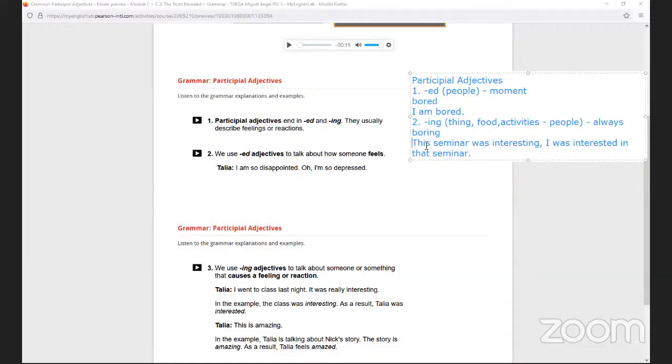Okay, so in this part, you are describing the action or the activity of the seminar, and as a result, you are describing how you felt with this seminar. I was interested in that seminar. We can't use, for example, here, I was interesting in the seminar, because you are not going to be always in that seminar, right? So this is for a moment, and your feeling or your reaction is going to be for a moment, okay? So this is the difference between -ed and -ing. I don't know if you have some doubt until here, Miguel.